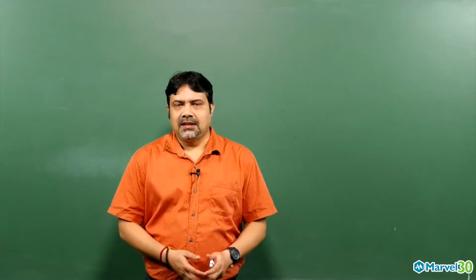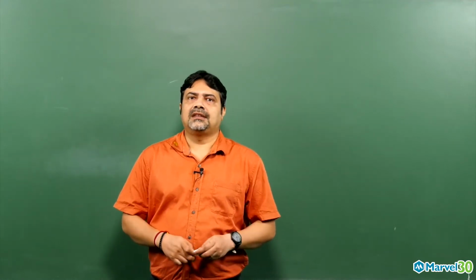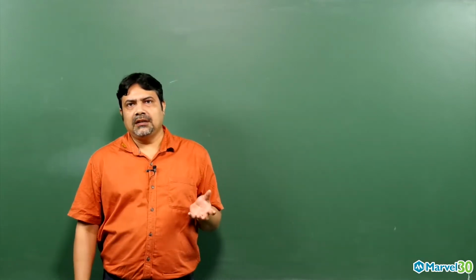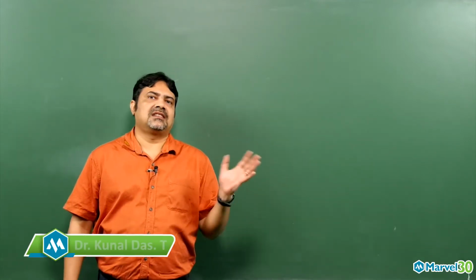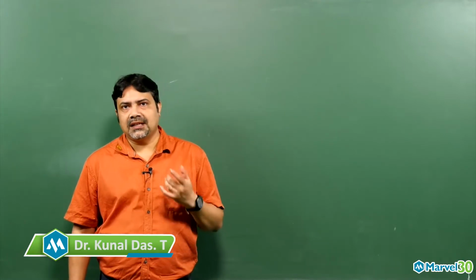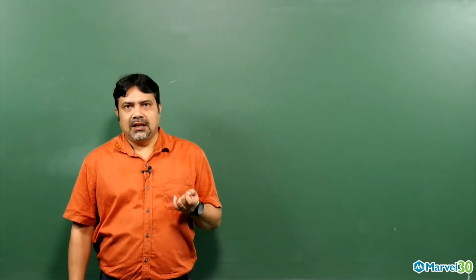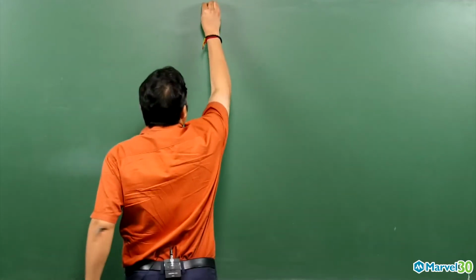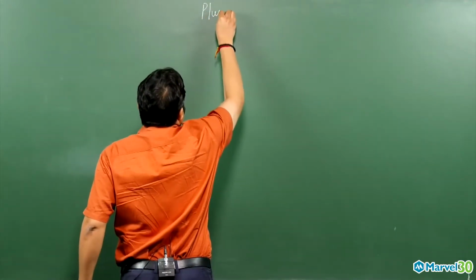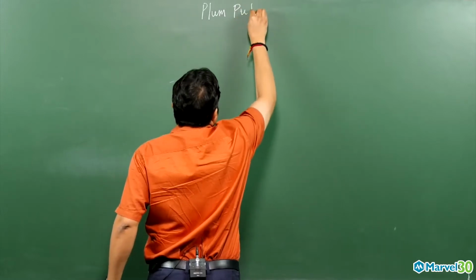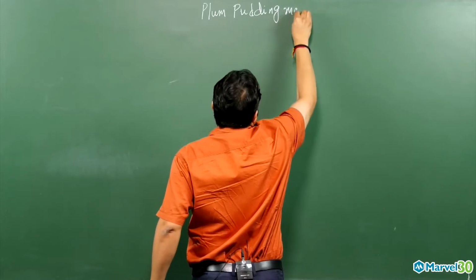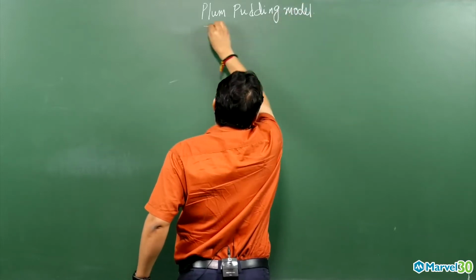Hello students, today I am going to discuss the plum pudding model and then the Rutherford model, because in the last class we discussed the subatomic particles, their charge and their mass. So let us discuss the plum pudding model, which was proposed by J.J. Thomson.